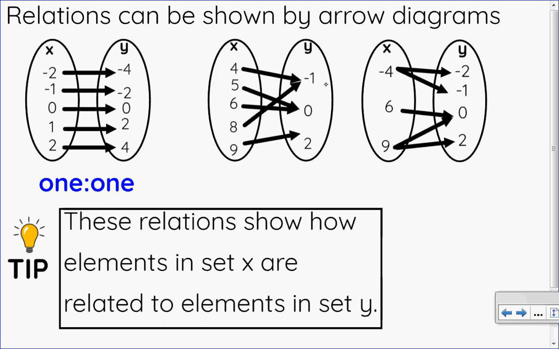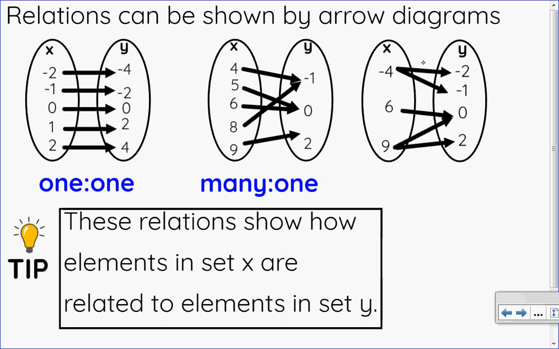In this next one here, you can see I have some doubling up. I have two X values that go to -1. I have two X values that go to 0. So I have many X values going to only one Y value. This relation is called many to one.